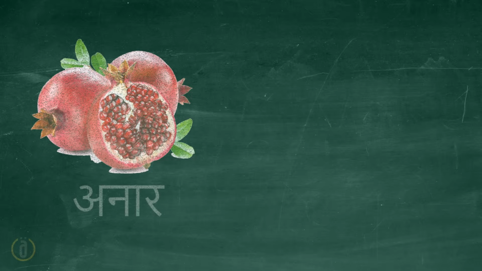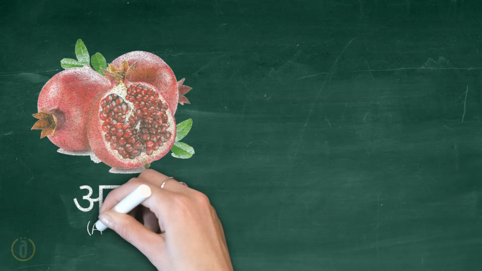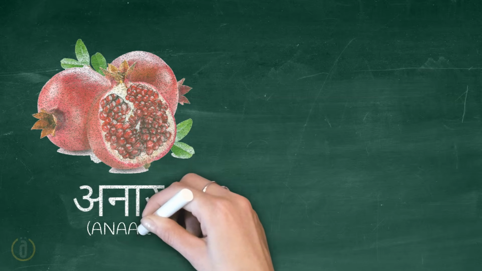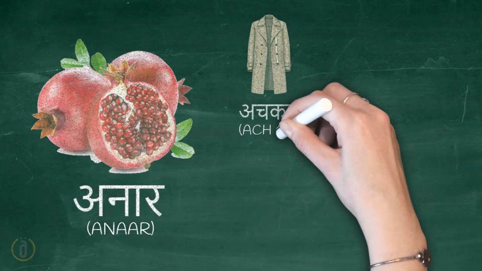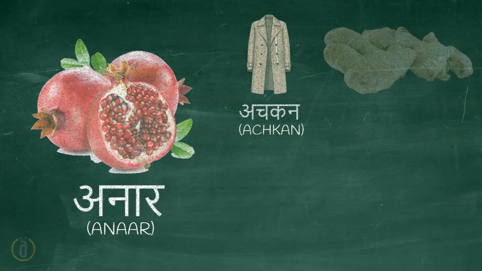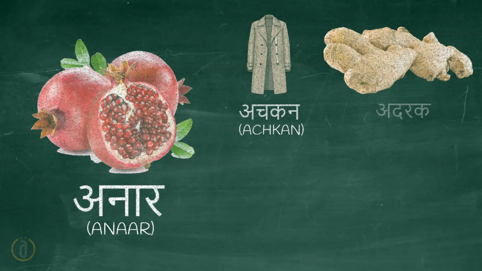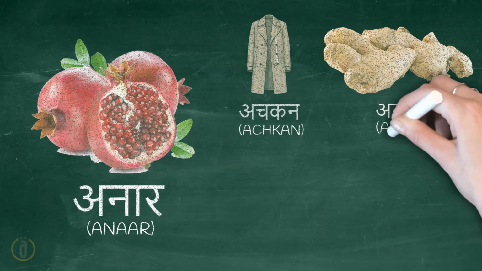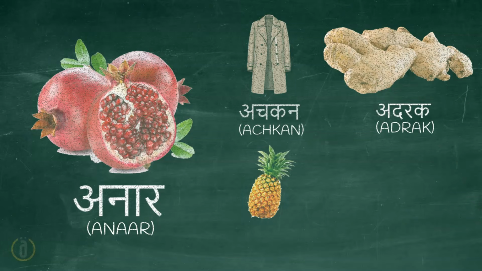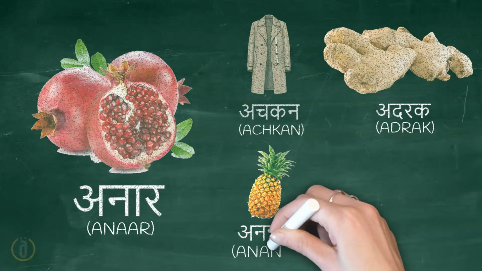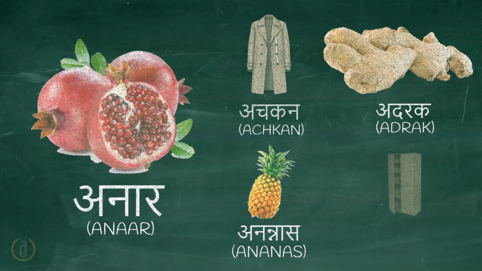So, we have learned anar, pomegranate, achkan, long coat, adrak, ginger, ananas, pineapple, and almari, cupboard.